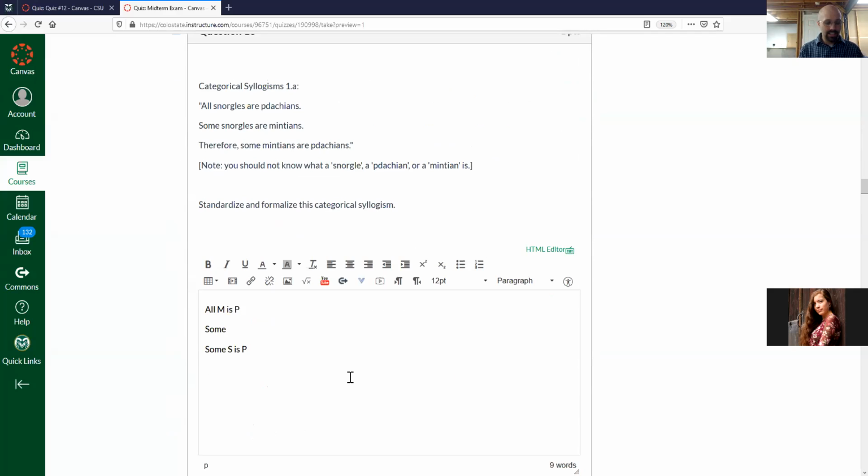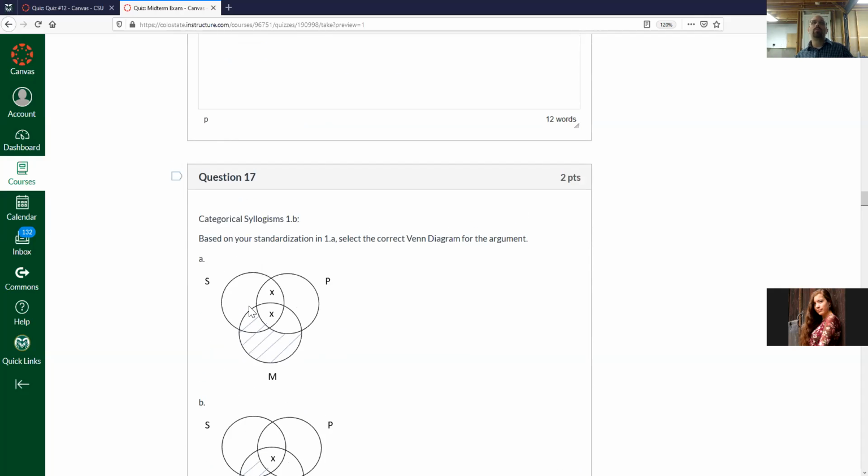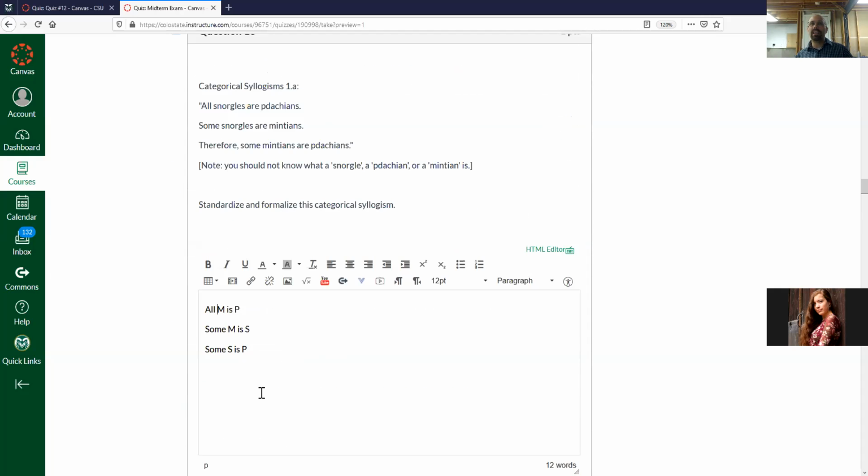Some Snorgels, again, that's the one that doesn't appear in the conclusion, so it's got to be M, is a Menician, that's the S in the conclusion. Okay? And this is the reason why this step matters. On the one hand, this is just mere convention, but what matters is we have to almost agree on the convention so that you can read my Venn diagrams. We have to mean the same thing by S, P, and M, and so following this convention allows us to mean the same thing by S, P, and M.